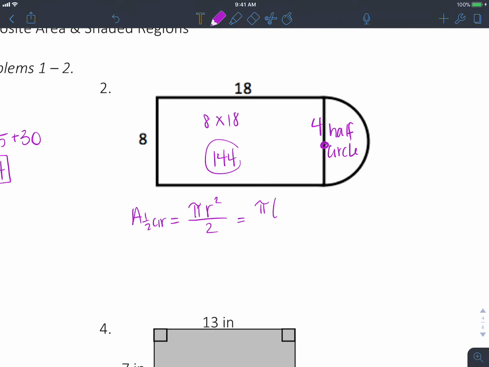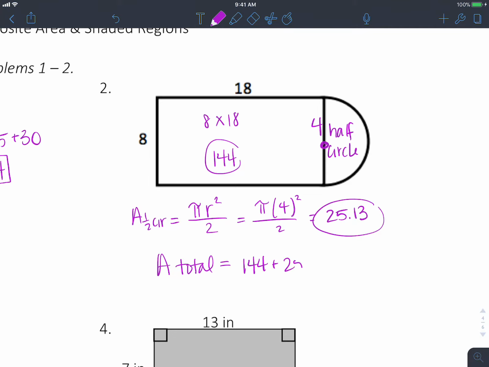So pi 4 squared divided by 2. If you calculate that out, it's going to give you 25.13. So we're going to take those two. The total area is going to be 144 plus 25.13, which is going to give us 169.13.